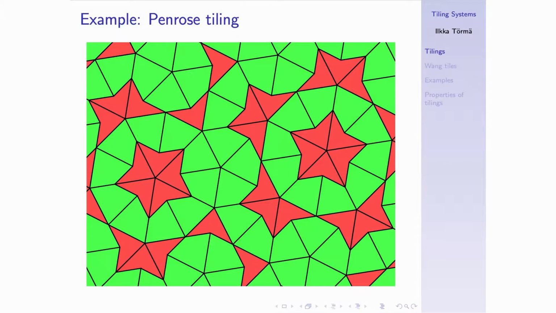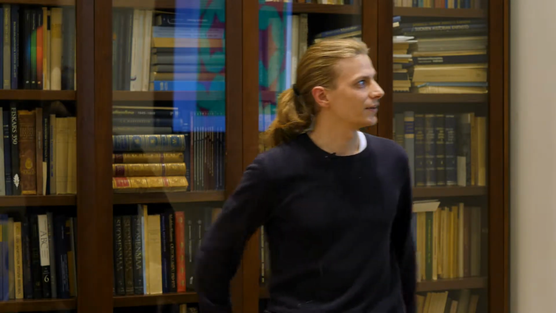Here is a bit more interesting tiling. Those of you who live here in Helsinki may recognize this tiling. It's in Keskuskatu, and it's the so-called Penrose tiling. The green tiles are called kites, the red tiles are called darts. And this tiling has the interesting property that while it locally looks very similar at different places, it doesn't ever repeat exactly the same.